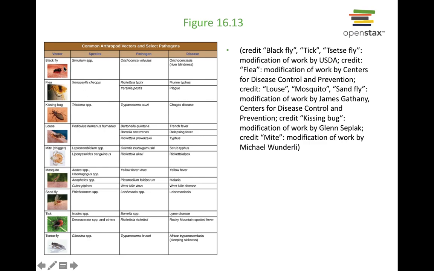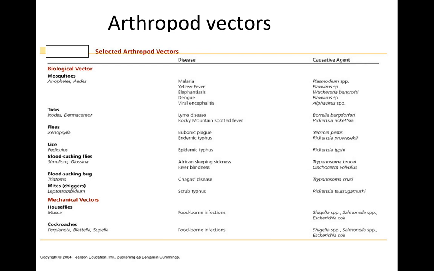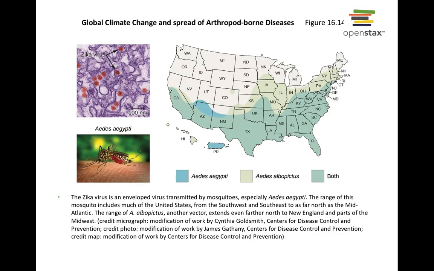And you guys, you just had this on your lab exam too, so I won't go over this anymore. But just recognizing arthropod vectors are really important. And again, with global climate change, you guys, the range of a lot of these vectors is expanding. So we might end up experiencing new arthropod-borne diseases here in Northern California that we'd never seen before.